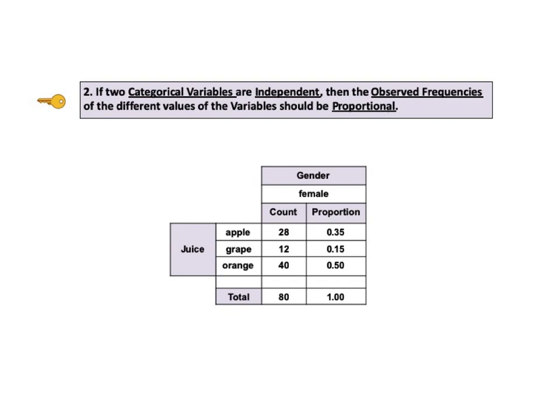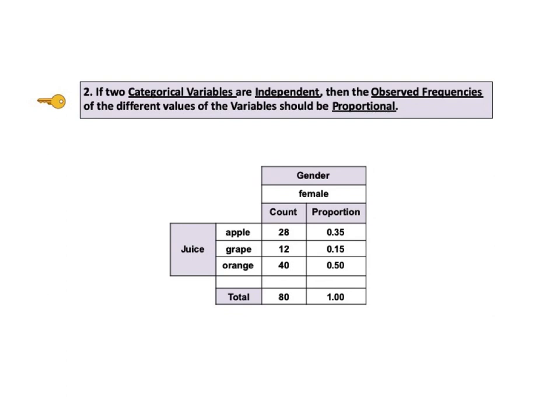Our question is, are the variables gender and juice independent? Put another way, does your gender have no effect on your choice of fruit juice? And you may recall that our key to understanding number 4 says that the null hypothesis says there is no association. More on that later.